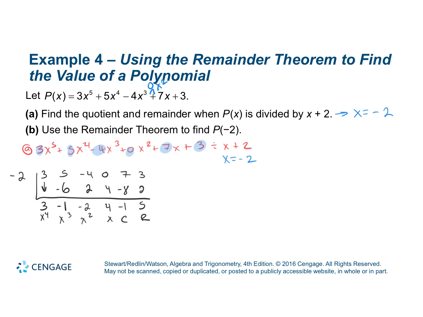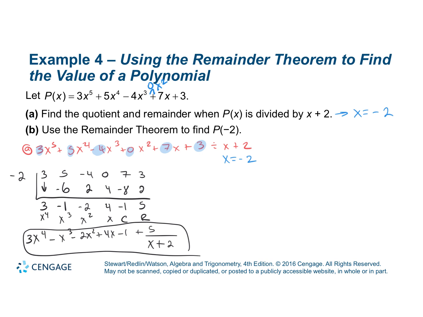So here we have the x to the fourth, the x cubed, the x squared, the x, the constant, and the remainder. So we're going to go ahead and do 3x to the fourth minus x to the third minus 2x squared plus 4x minus 1 plus 5 over x plus 2, this being the solution.